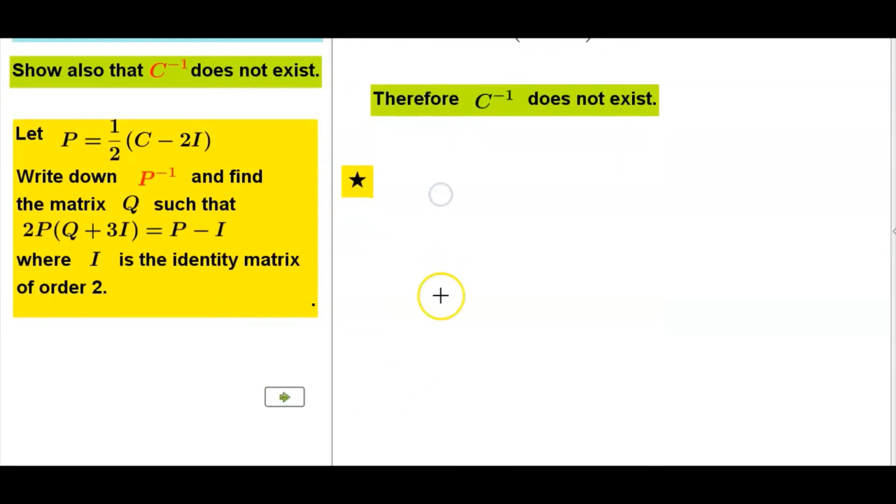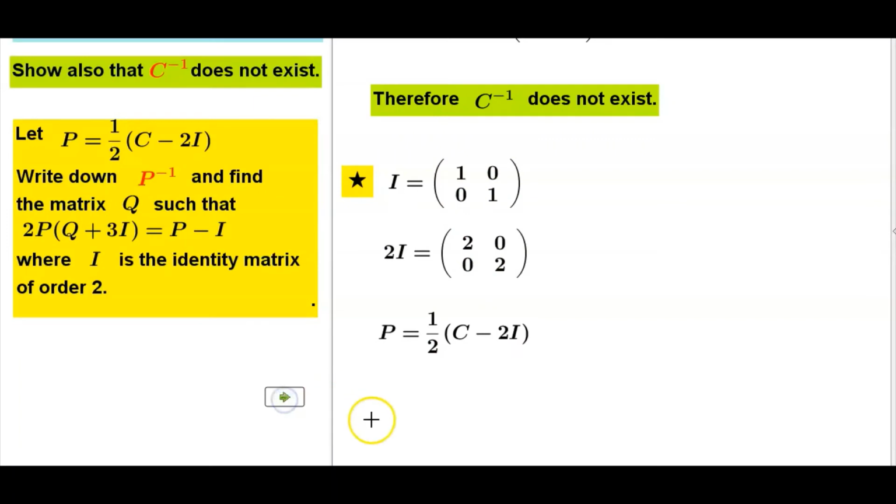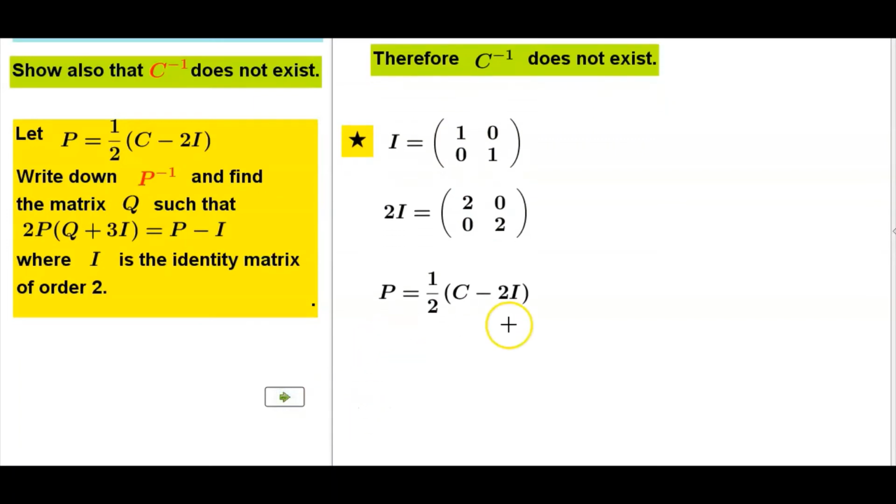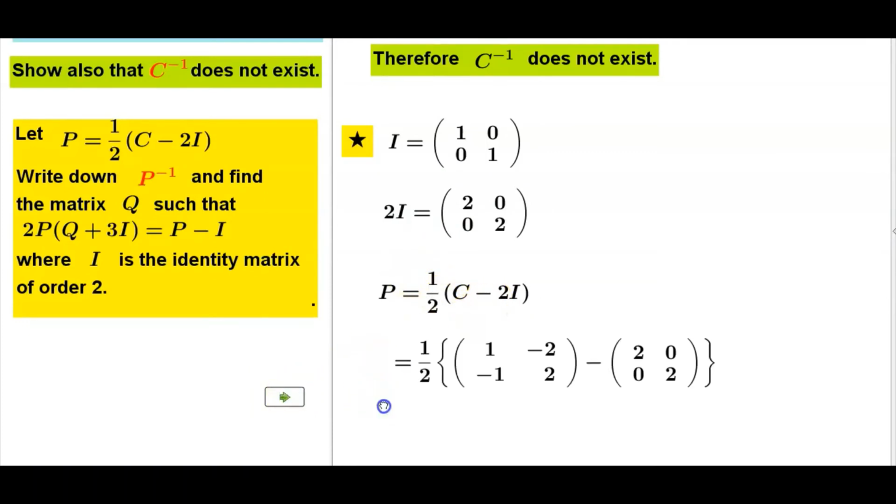Then this last part: identity matrix. The order 2 identity matrix is 1, 0, 0, 1. Therefore, for 2I, each element should be multiplied by 2. Therefore, 2, 0, 0, 2 is 2I. But we are given matrix P is equal to half into C minus 2I.